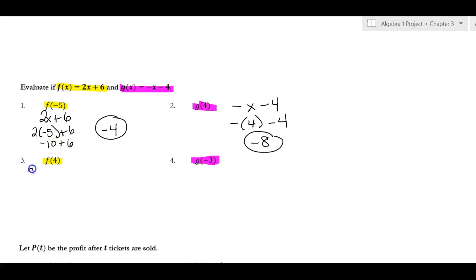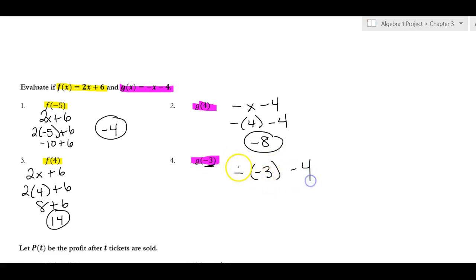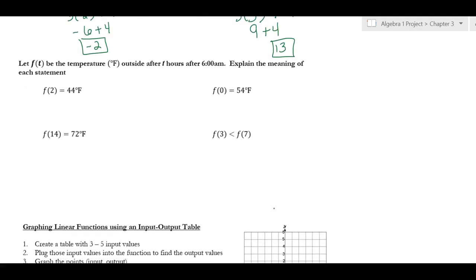All right, so the next one, 2x plus 6, and this time I'm plugging in a 4. So I get 8 plus 6, which is 14. And then over here, negative, and then I'm plugging in a -3. So I put -3 in parentheses. So a negative is going to turn it into a +3 minus 4. And +3 and -4 is -1. Okay. All right, let's go back up and see how we interpret.